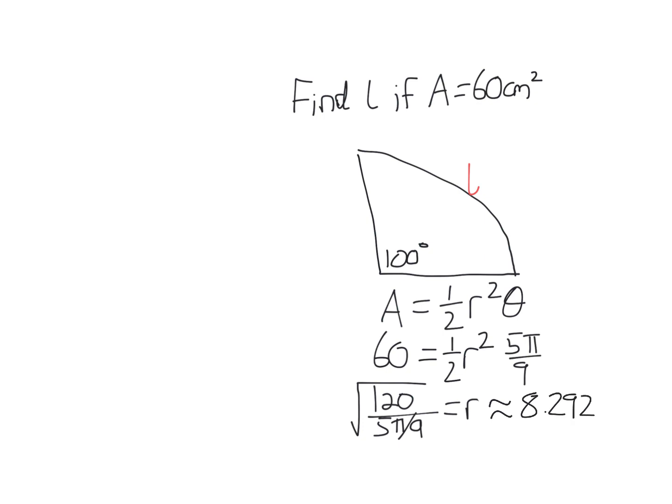So now I can easily find the arc length. It will just be the radius times theta. Once again, theta must be in radians. So putting that in the calculator, I get about 14.5, and because the area was centimeters squared, it'll be 14.5 centimeters.